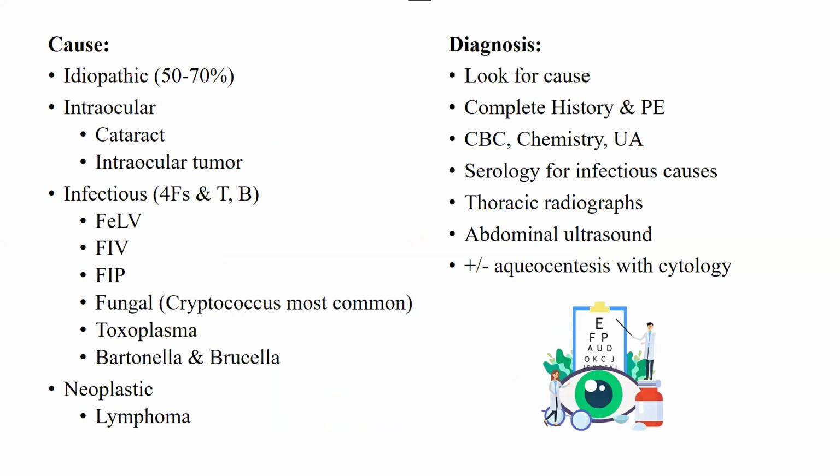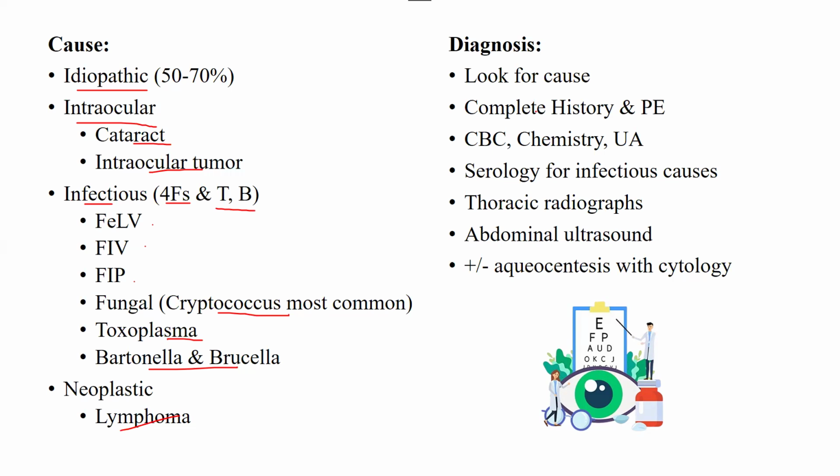What are the causes of anterior uveitis? It can be idiopathic, or intraocular, like cataract or intraocular trauma leading to uveitis. Then infections. For that, we have a mnemonic of four F's, T and B: feline leukemia, immunodeficiency virus, FIP, fungal (cryptococcus is most common), toxoplasma, Bartonella, or Brucella. These infections cause uveitis. Neoplastic, like lymphoma. These are all the causes that predispose an animal to uveitis.